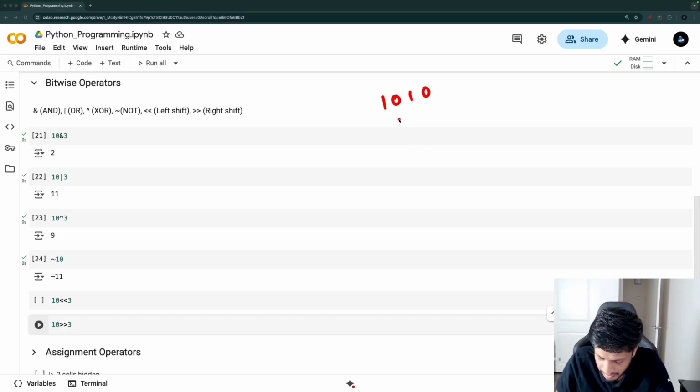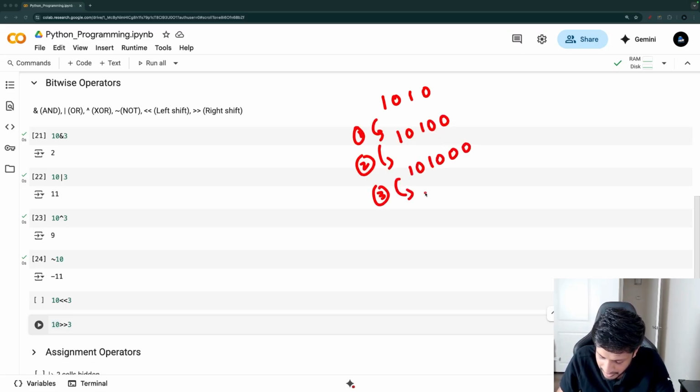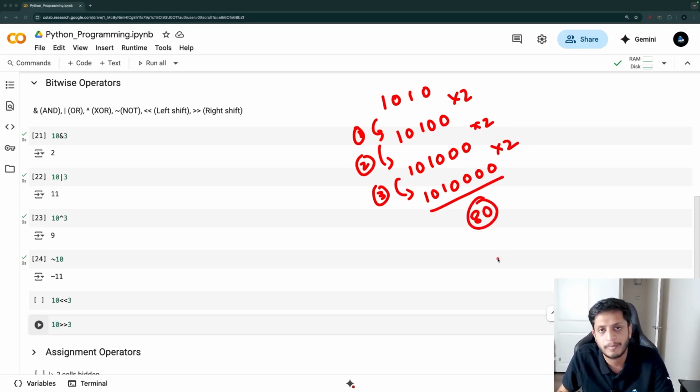Okay, so left shifting it by one time, you will get 1 0 1 0 0, and 0 will be appended at the end. So this is one time, and the second time you left shift, again a 0 will be appended at the end, and the third time when you left shift, again a 0 will be appended at the end. Essentially you are multiplying it by 2 and then multiplying it by 2 and then multiplying it by 2. So this has to be the binary of 8 into 10, which is 80. So the output should be 80.